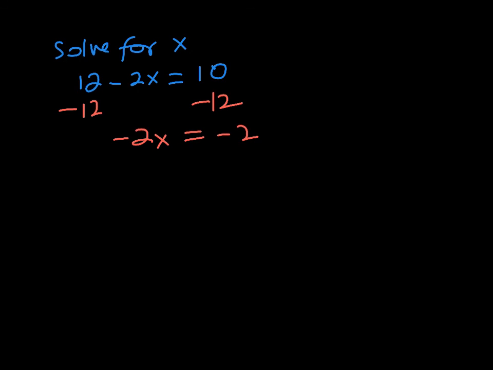Okay, now we only want to have x left on the left side, so we're going to divide negative 2x by negative 2. Okay, negative 2, and we also divide the other side by negative 2. Okay, the negative 2 cancels out on this side, so we have x, and then the negative 2's cancel out on this side, leaving us with 1. So therefore x is equal to 1.